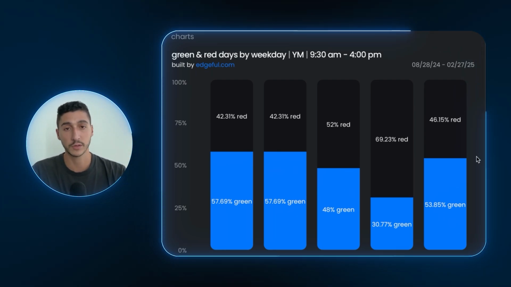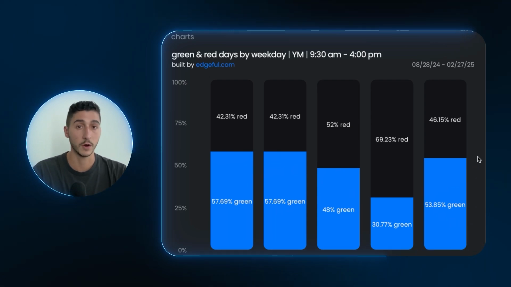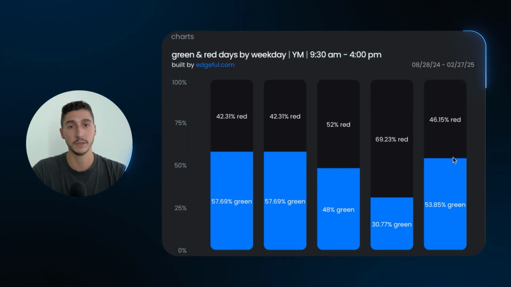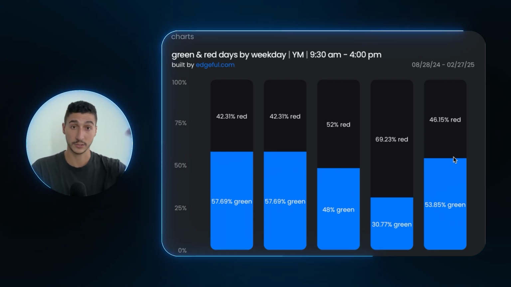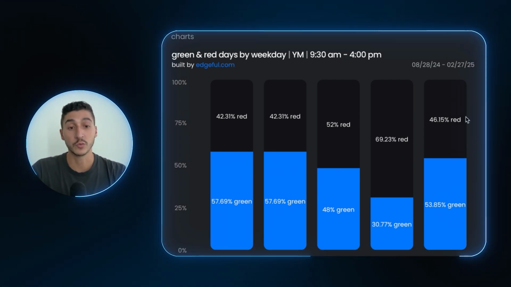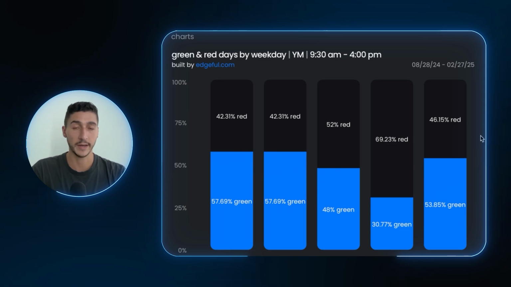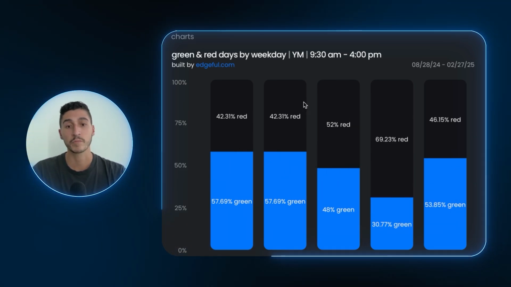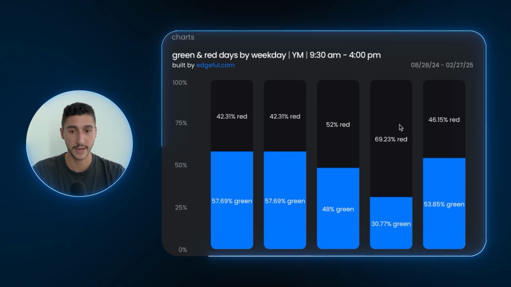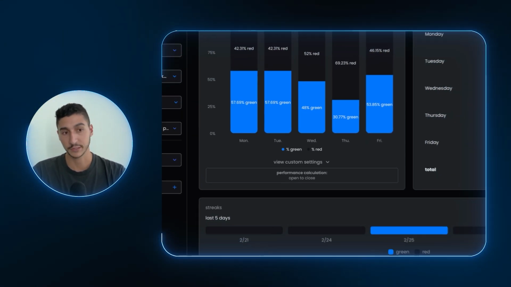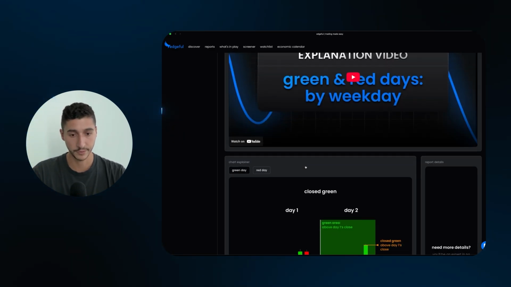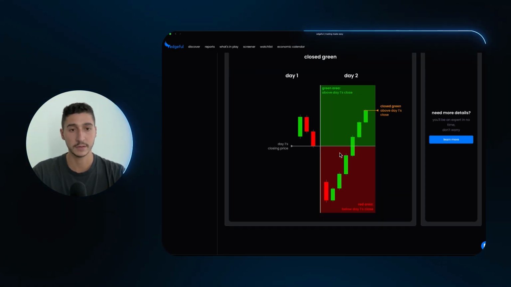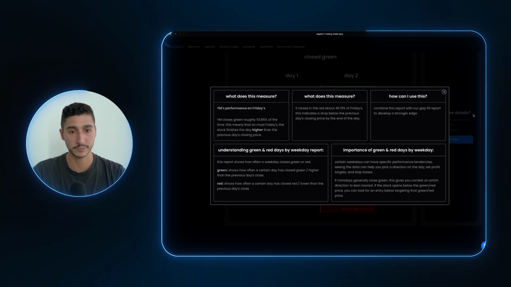This is really important for not just this report, but all reports. When you see something that's 50-50 and you have some sort of bias for that stat being in a certain direction, it should wipe your bias and keep you out of a bad trade. That's how I would recommend using this report. In this case, Thursdays are obviously the standout day here. And obviously the table is here. We have the streaks, the table, the video you're watching, the explainer graphs, and then over here we have the explainer text.